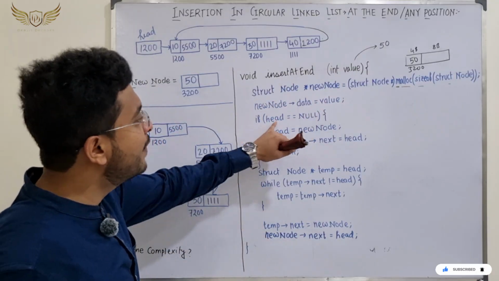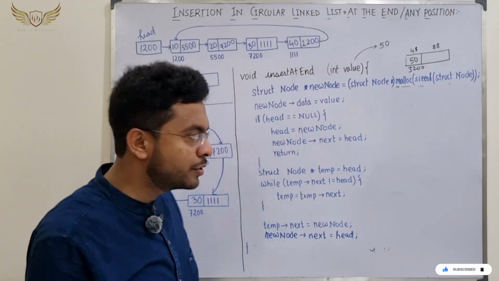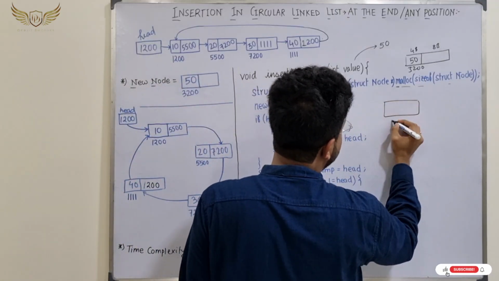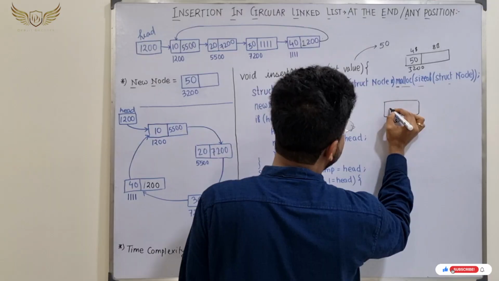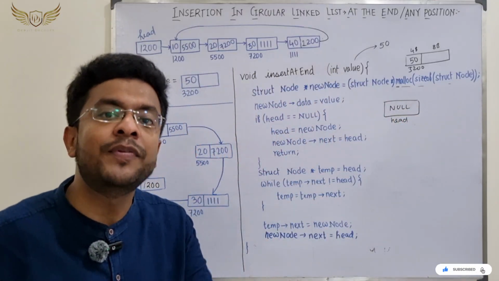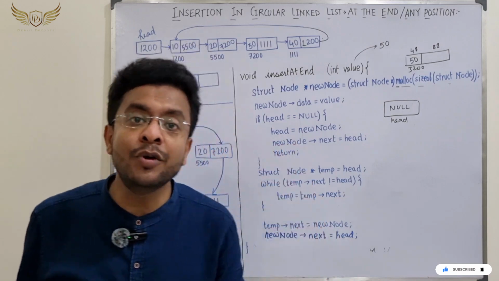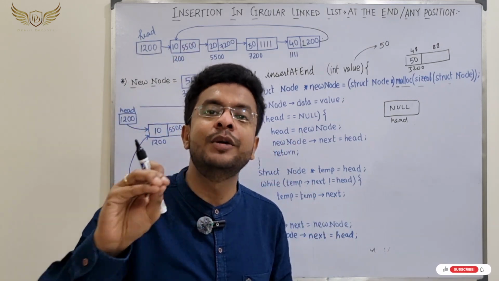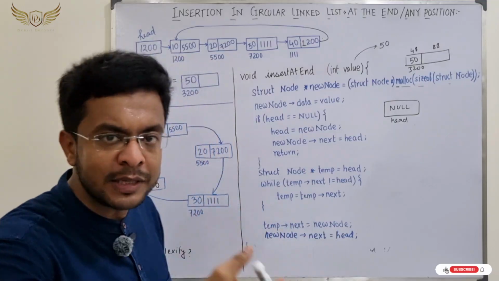Now it is saying if head equals to null. What is the meaning of head equals to null? We have seen it a lot of times. Suppose this is head and it is null. Head holds the address of the first node, and if head is holding null, that means there is no node at all. That is what it is signifying.